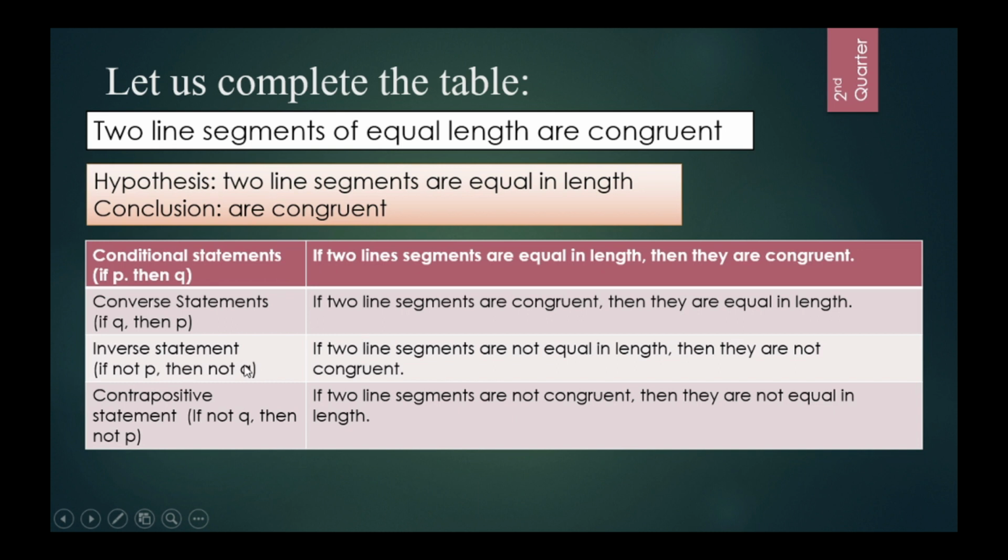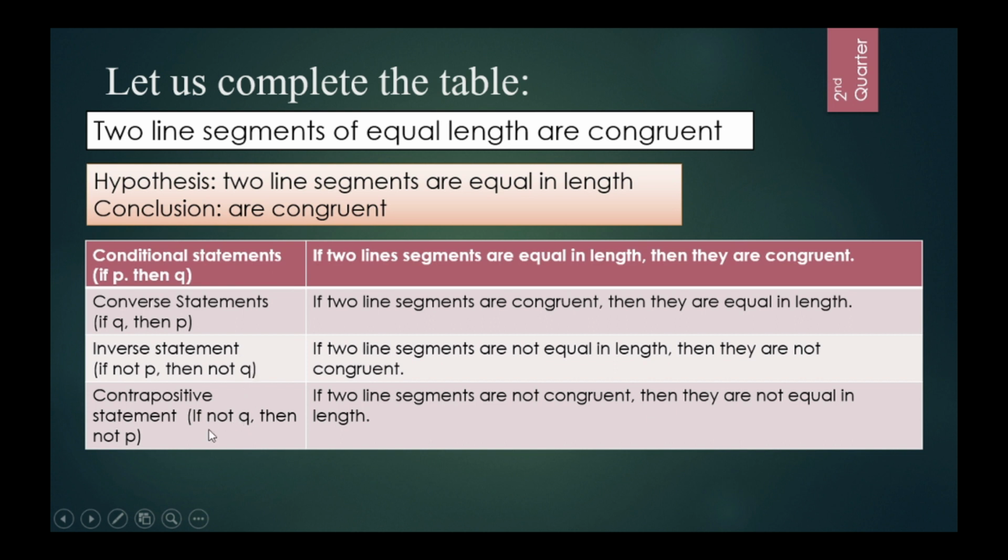How about the inverse? Okay, yung inverse naman, if not P, then not Q. So, we are adding the negation word. So, tingnan natin dito ay yung conditional. Dito tayo magdadagdag ng not. If two line segments are not equal, so take a look at the word not equal in length, then they are not congruent. So, base sa conditional statements natin, dinagdagan lang natin ang negation word na not, then that is already the inverse. Alright?